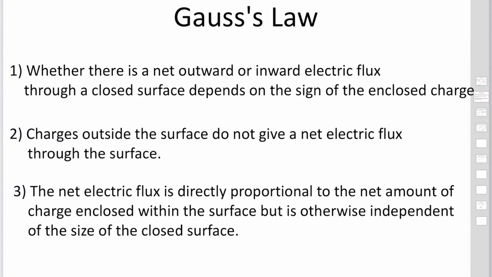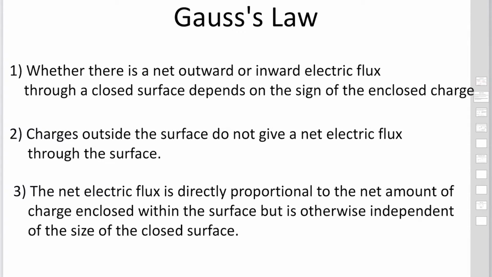The first one: whether there is a net outward or inward electric flux through a closed surface depends on the sign of the enclosed charge. If we have an outward electric flux, a positive charge exists inside of the closed surface. If we find an inward electric flux, we have a negative charge inside of the closed surface.